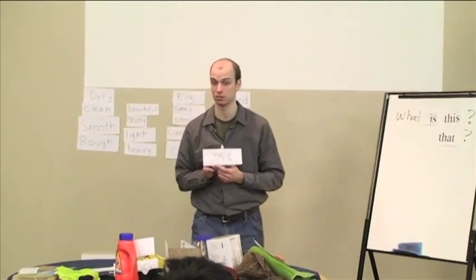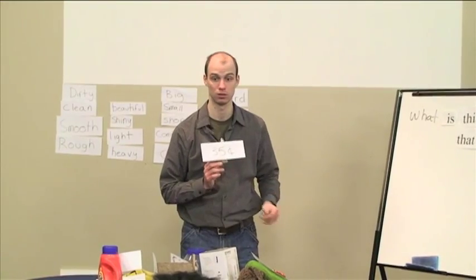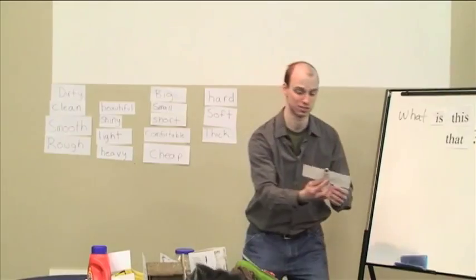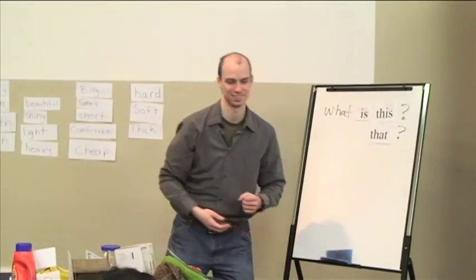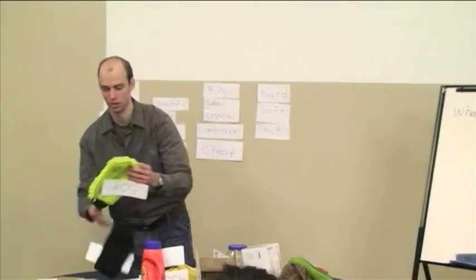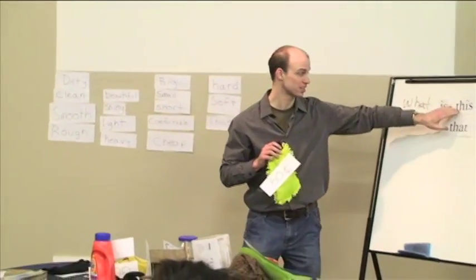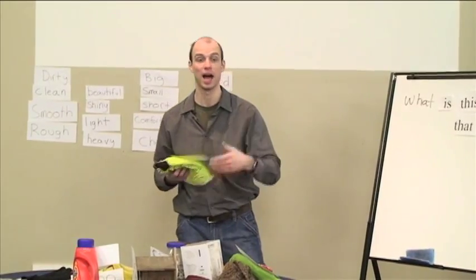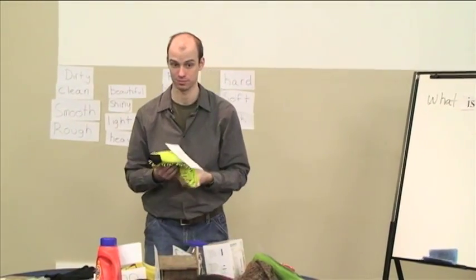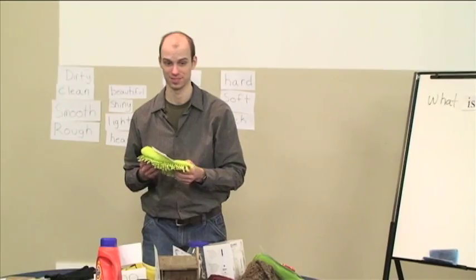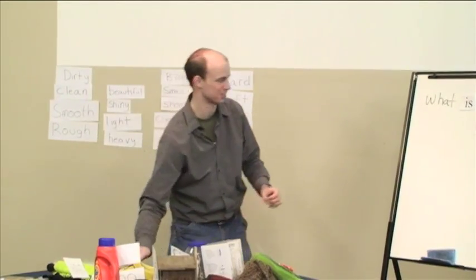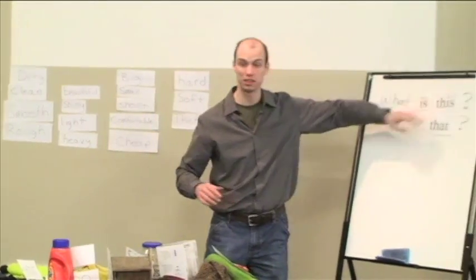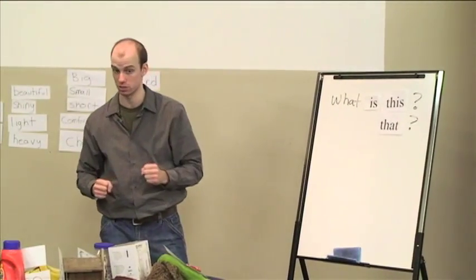How about for this? What do I say? What is this? I'm going to throw this to you. Be careful. It's glass. Okay. What question do I ask? What is this or what is that? What is this? How do you answer? This is something. Very close. Very close. So, we use this when things are close.